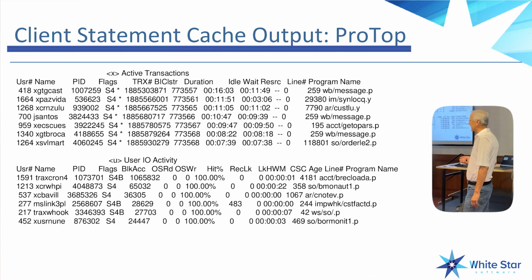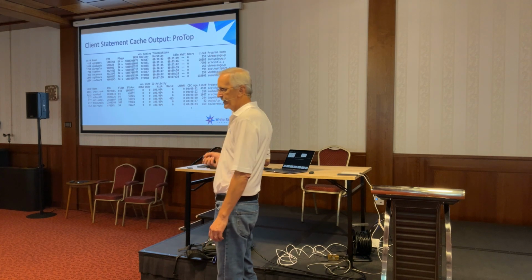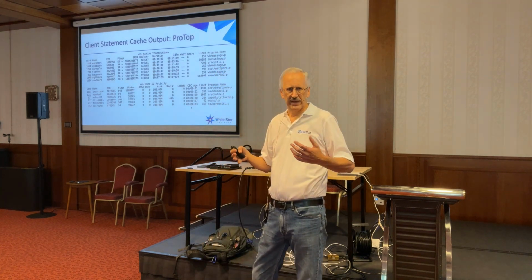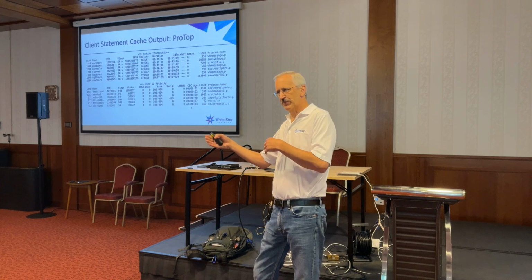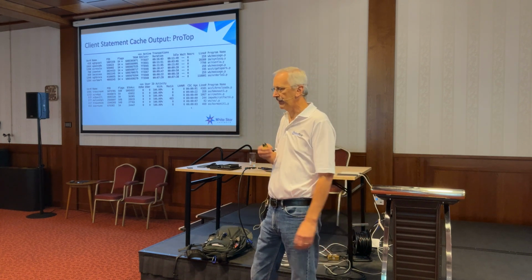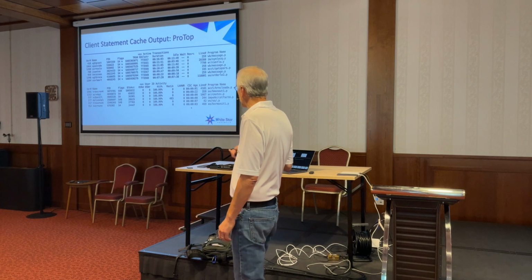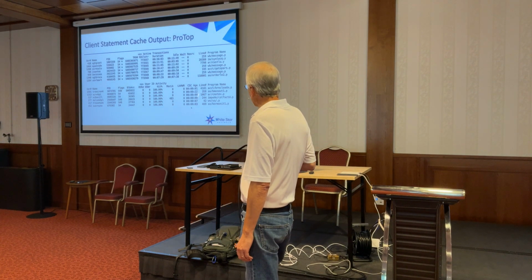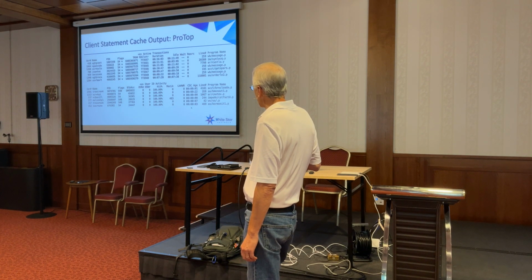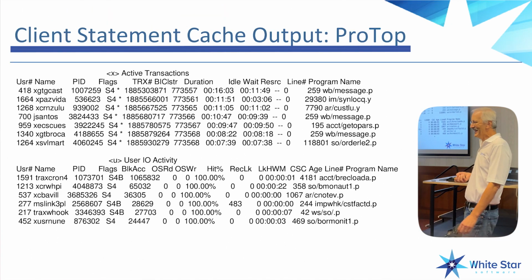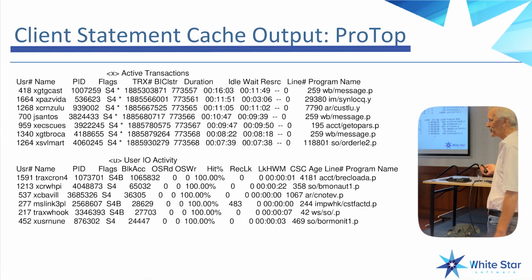Or you can integrate it into a tool like ProTop. So what we've done with ProTop is we have the active transactions, the active users, and we sort them so the most active or the longest running transaction is at the top. And then we append the statement cache information over here. So you can see all in one place where the activity is and what it's being driven by in terms of the cause of that activity. So it all correlates quite nicely. And here we have a program that's 118,801 lines long. That might be an issue all by itself.